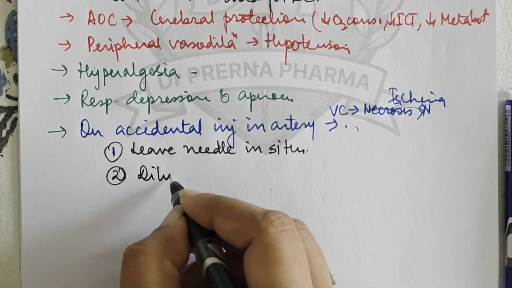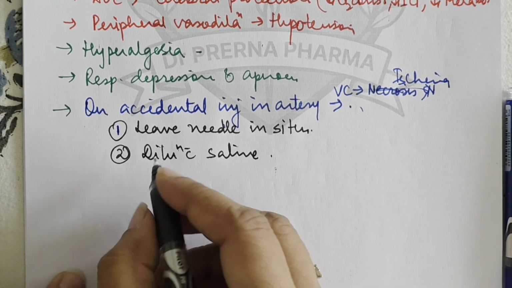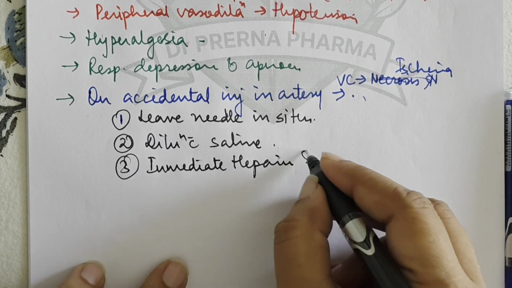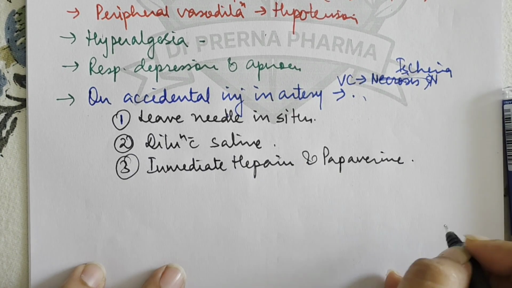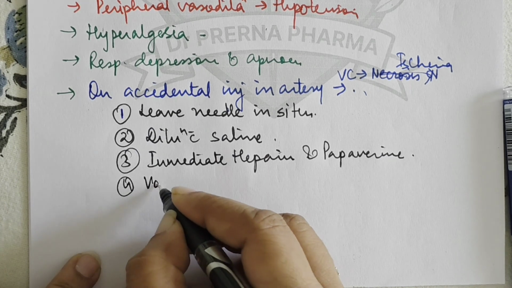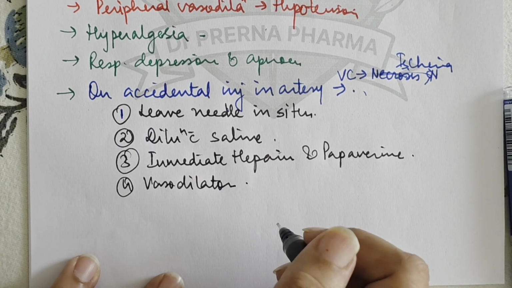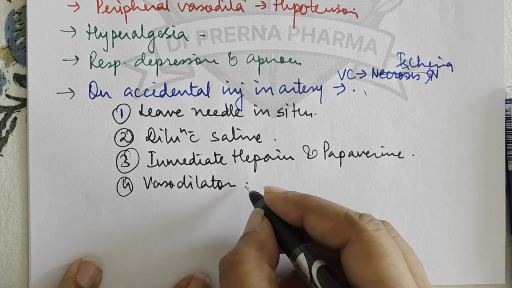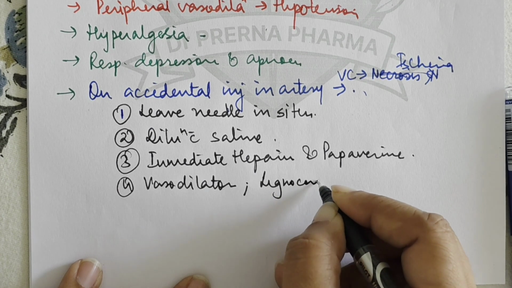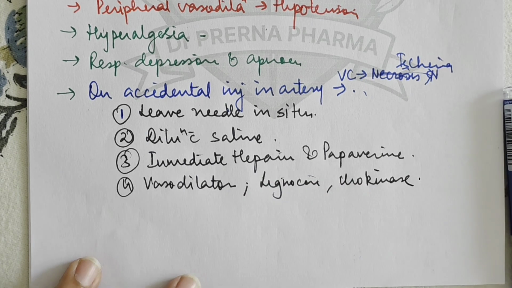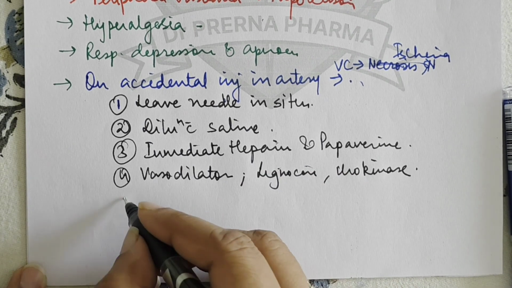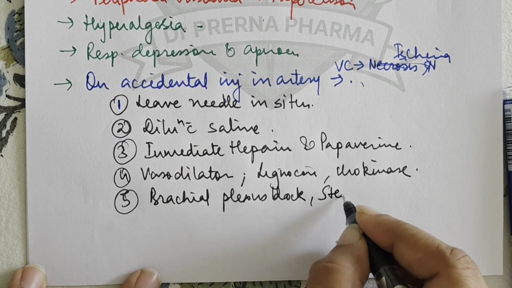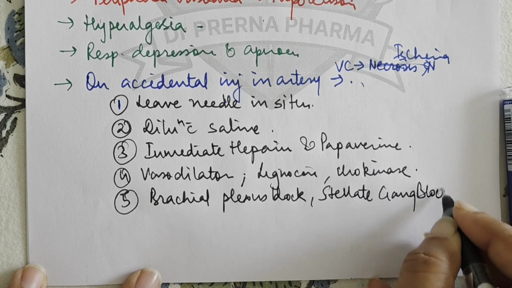Then second, dilution with saline to be injected so that it gets diluted. Third, immediate heparinization, immediate heparin has to be given, right? And papaverine. So heparin will prevent coagulation, thrombosis, papaverine will relieve the spasm. Then fourth, you can give vasodilator. You can give lignocaine, urokinase which is a fibrinolytic can also be given, right? Then brachial plexus block and stellate ganglion block, they both can be given.